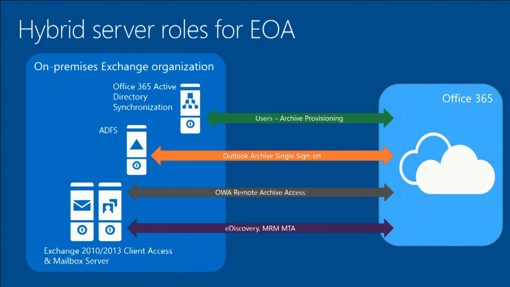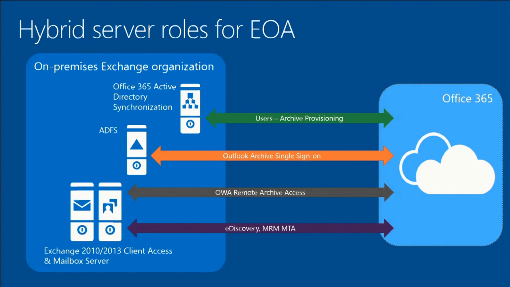Then there is Active Directory Federation Services, which we said is not really required, it's optional, but it helps your users have a seamless login experience. They are authenticating against your on-premises Active Directory, and they're able to access the cloud-based archive. So it's a single sign-on experience. The client access server, of course, performs Outlook Web App proxying. We'll take a look at how that works.